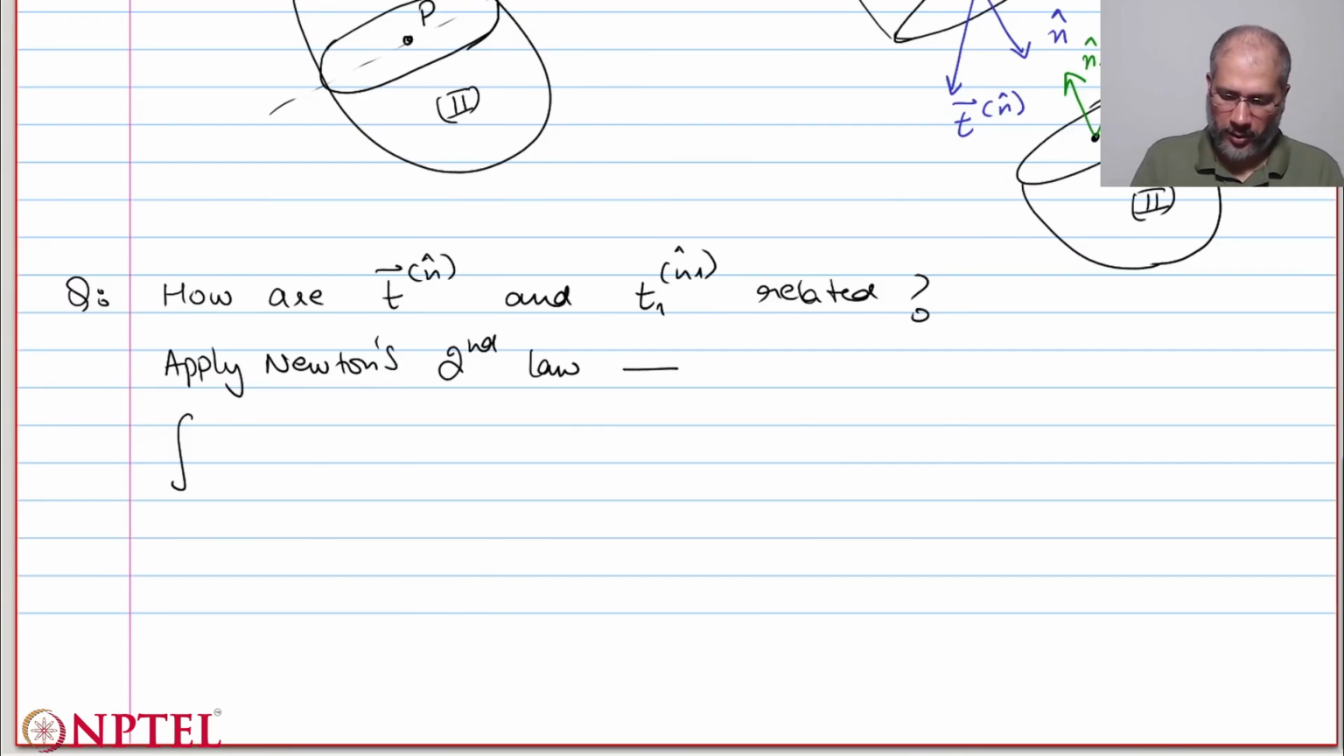Newton's second law states that the net force acting on a body, or the net external force acting on a body, is equal to its mass times acceleration, or we can also say that it's equal to the rate of change of its linear momentum. So we'll use the second form, that is, the net external force acting on part 1 is equal to the rate of change of its linear momentum. So let's write that down.